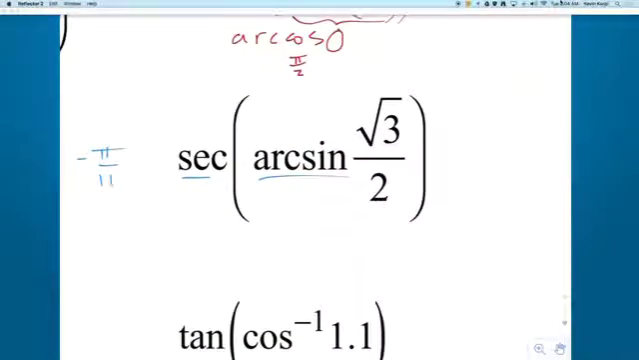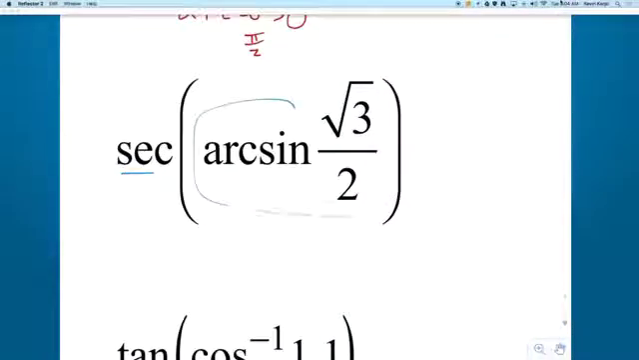So this one we're going to draw a little picture, or you could just use the unit circle. Let's do that. You don't have to draw a picture. What is arc sine of square root of 3 halves? I'll give you a hint. Pi something. Thirds. Yeah, pi thirds. So now what's secant of pi thirds? Well, it's the reciprocal of the cosine value at pi thirds, so it is 2.